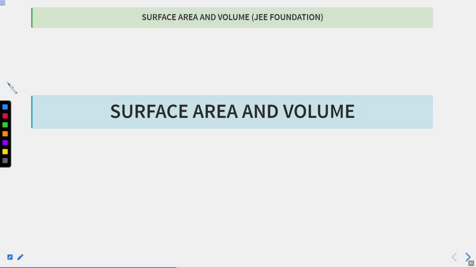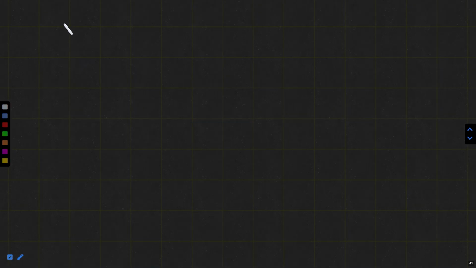Let's begin our discussion on the surface area and volumes, and we will be continuing to discuss the examples and the various problems based on the formulas we learned. Okay, so let me first of all recall the formulas which I already provided you in the previous lectures. So let's start with cuboid.